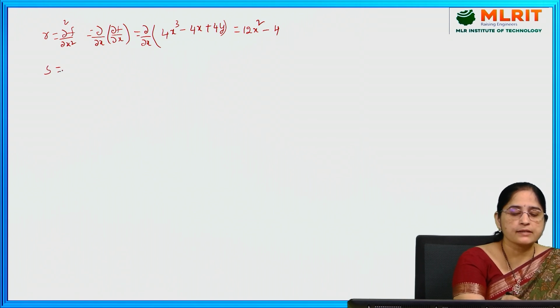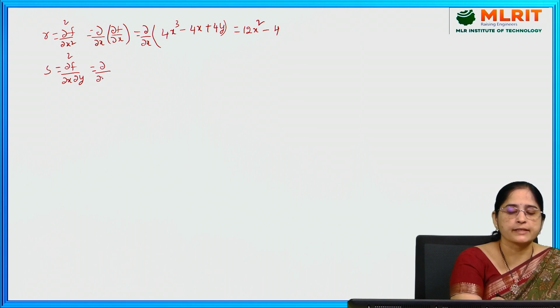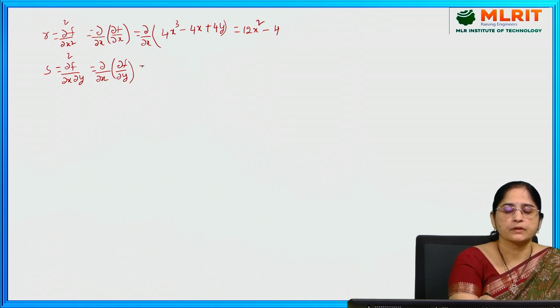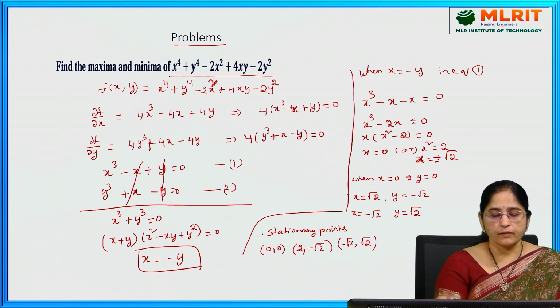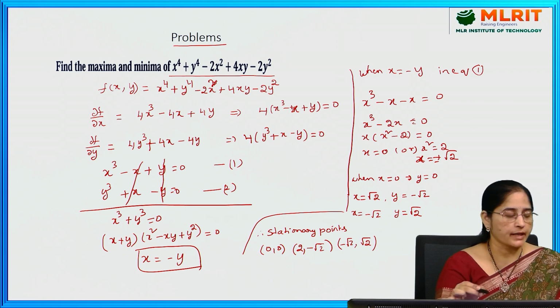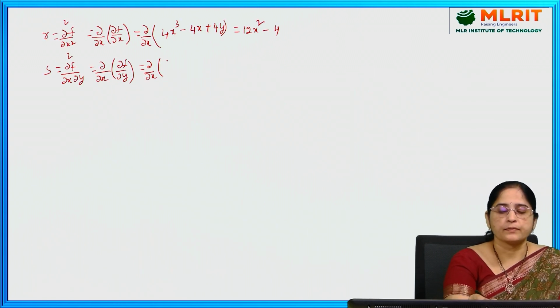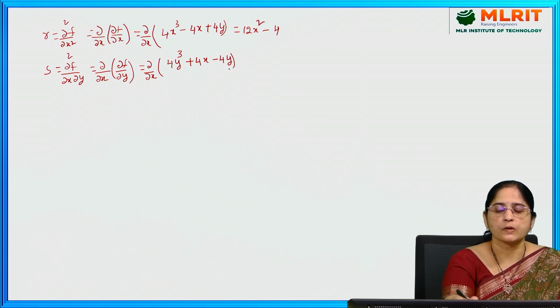Next, the s value is dou square f by dou x dou y. So this is dou by dou x of dou f by dou y. Dou f by dou y value is 4y cube plus 4x minus 4y. Derivative with respect to x: 4y cube is 0, minus 4y is 0, and the derivative of 4x is 4. So s is 4.